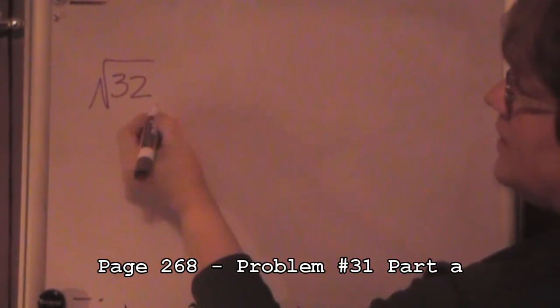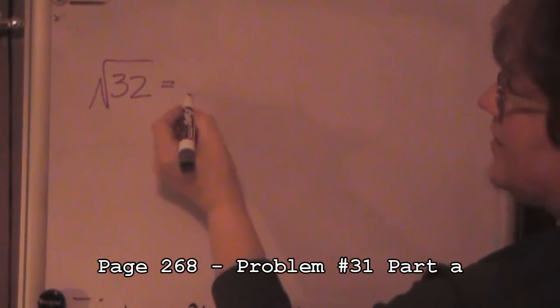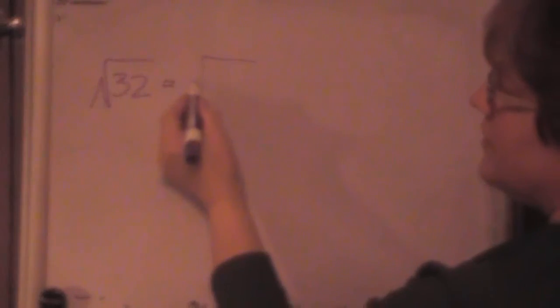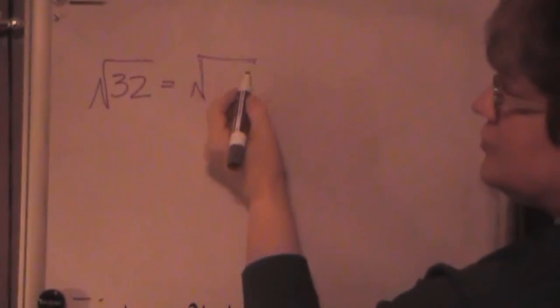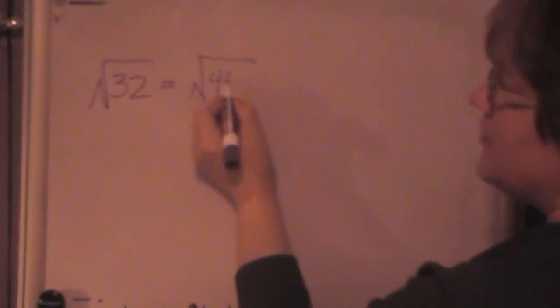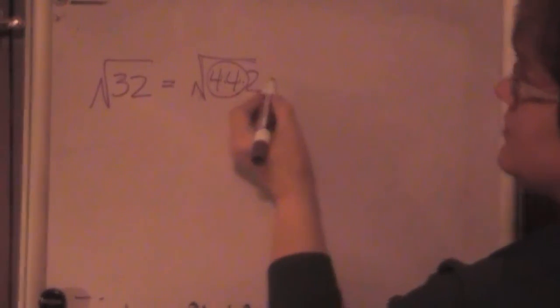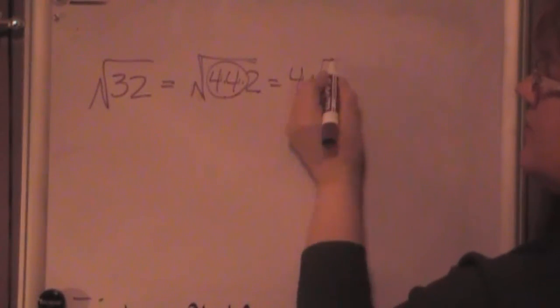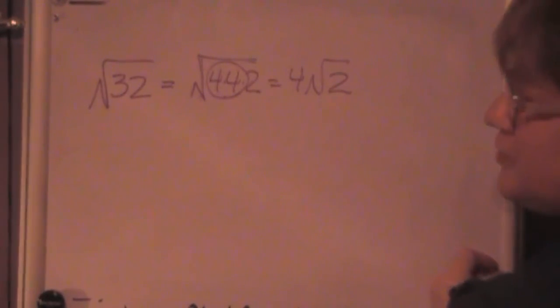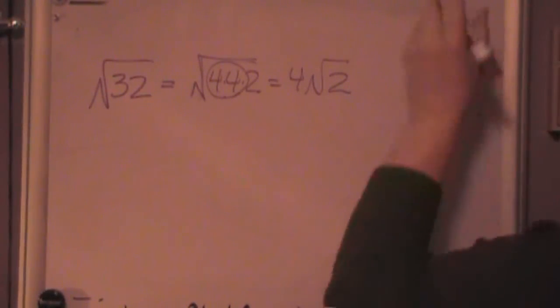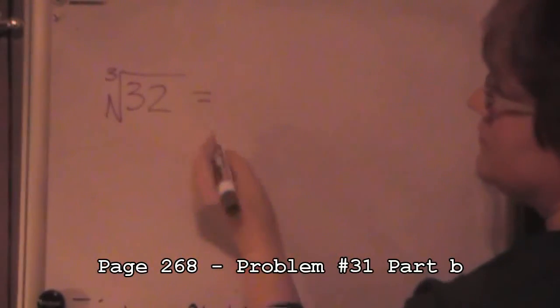Okay, the square root of 32. Factor what's inside. I have 32 is 16 times 2, which is 4 times 4 times 2. The index is 2, so I'm looking for 2 factors. I bring the 4 out, and I have to leave the 2 inside. So 4 root 2 is how this one's done.